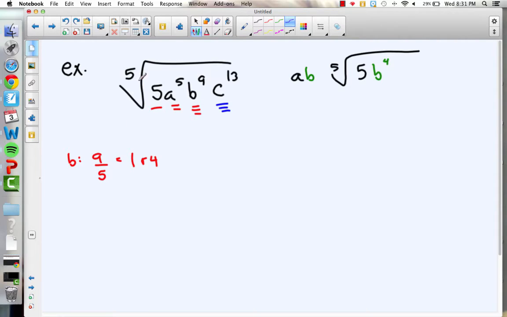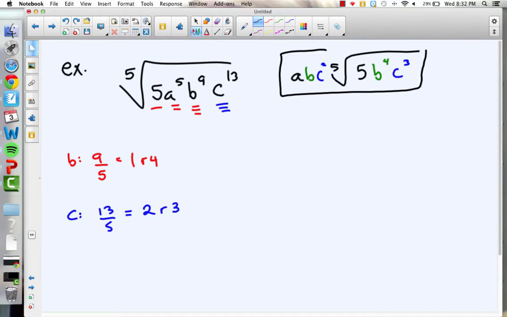So for c, 5 and 13 don't match, so I have 13 divided by 5. Well, how many times does 5 go into 13? That's twice. And I have a remainder of 3, because 5 times 2 is 10, plus 3 gets us 13. So this tells us on the outside we have 2 c's, so c squared. Okay, and then on the inside I have c to the 3rd. So this right here would be my final answer. ABC squared times the 5th root of 5b to the 4th, c to the 3rd.